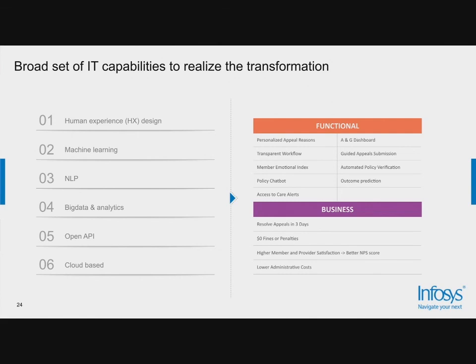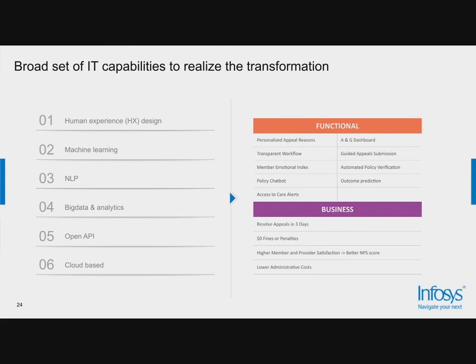And when you look at the broad set of IT capabilities that are required to see through this transformation, we put to use the latest digital techniques and the technologies available to improve the functional experience, thereby leading to significant business outcomes.